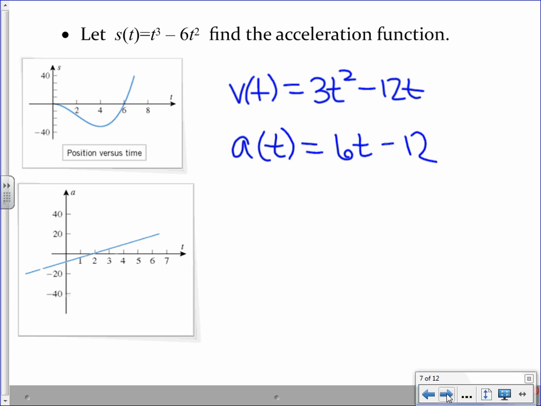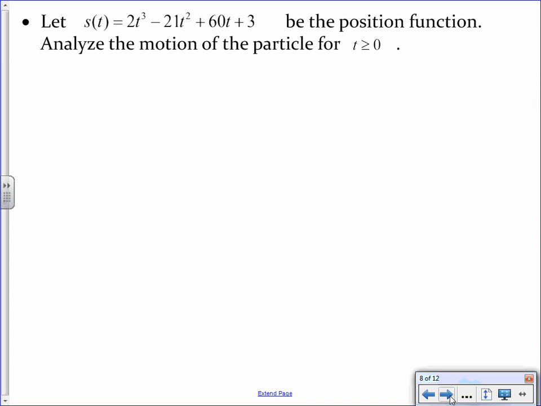Great. Awesome, awesome. So, here I have a function. Go ahead and write it down. Our position is represented by t cubed minus 21t squared plus 60t plus 3. We are going to analyze this motion.